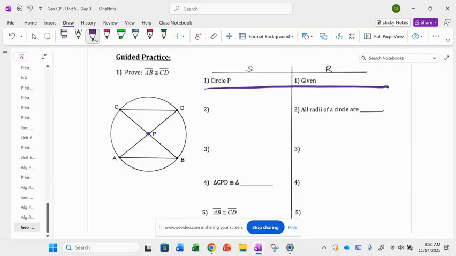Can somebody tell me 2 radii that they see? Jack? Good. So I'm going to say PA is congruent to PB, which is also congruent. Can somebody tell me 2 more radii? Kate? You got it. Congruent to PC, which is also congruent to PD. Do we agree that all 4 of these segments have to be congruent because they're radii? And the theorem says all radii of a circle are congruent. You got it.